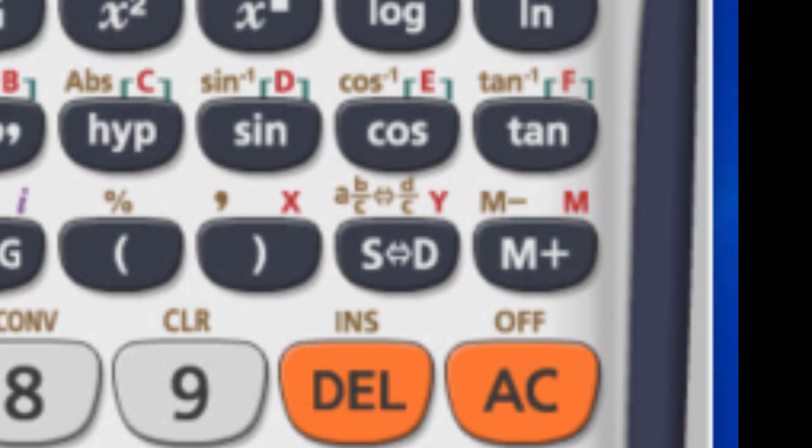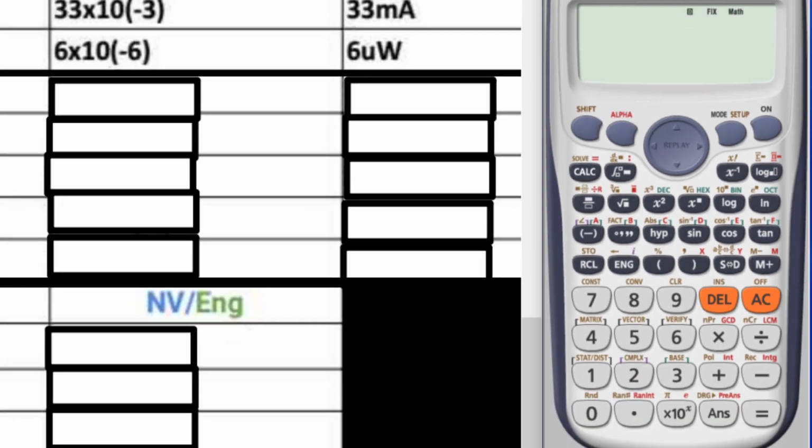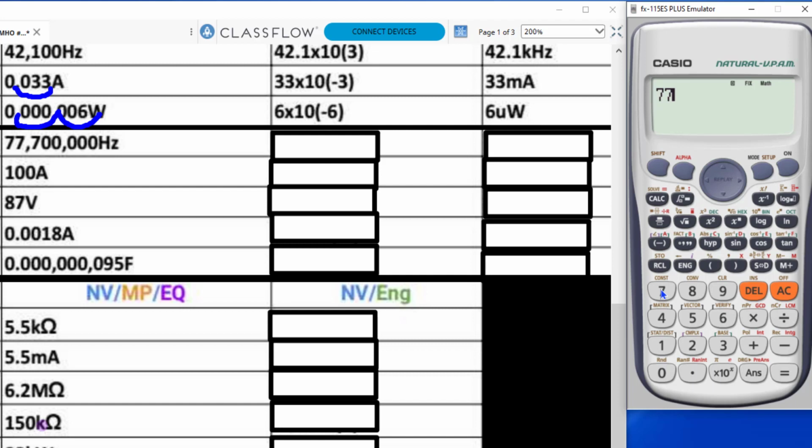Another thing, if you ever get a fraction answer, you can always hit the S to D button, which stands for standard to decimal. And if you got a fraction up here, you hit the S to D button one time and it'll convert it for you into a decimal number, which is definitely what you need. All right, so let's put in our first one here, which is 77,700,000.